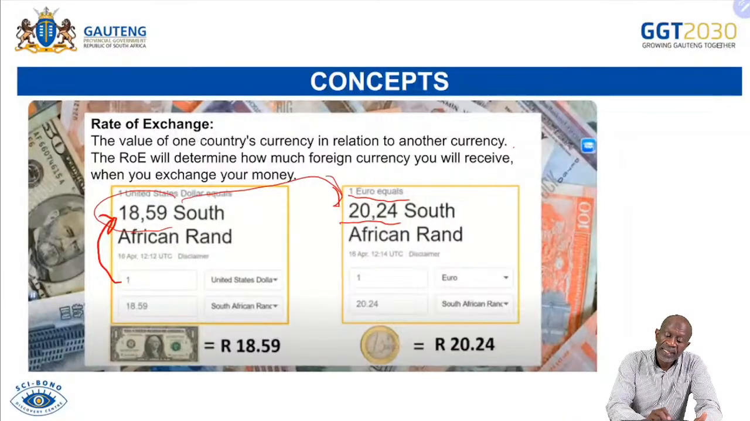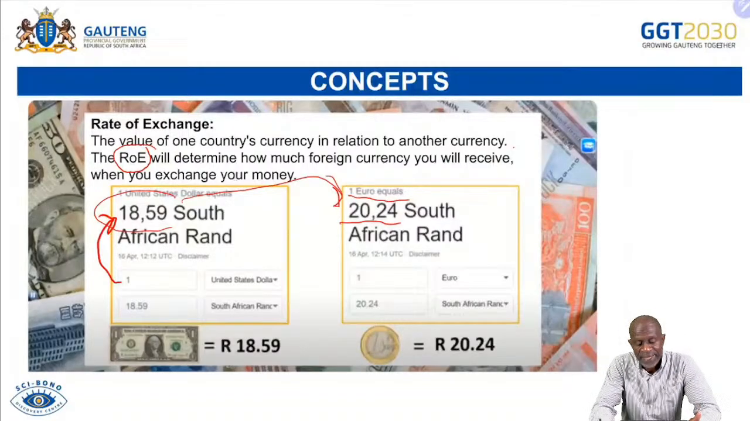So rate of exchange suggests the value of one country's currency in relation to another currency. So the acronym for rate of exchange is ROE. So the rate of exchange will determine how much foreign currency you will receive when you exchange your money.